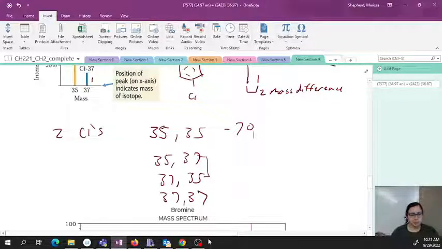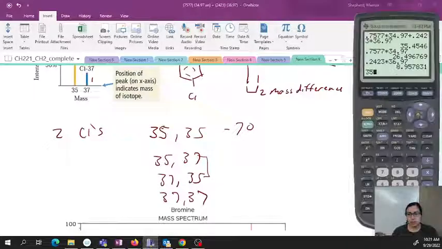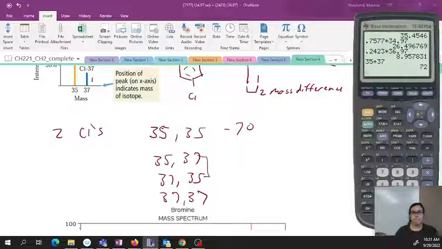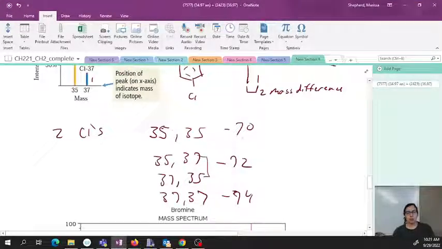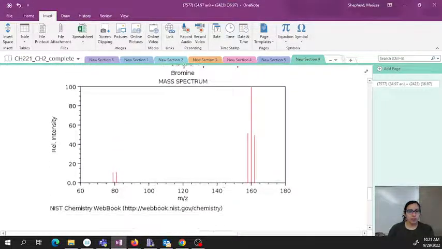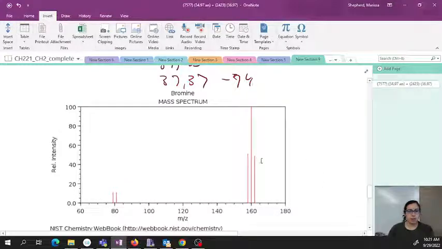differences would be. So you would have 70, 72, and probably 74. But you would have a three-peak pattern kind of like this, and they would again be separated by 2 mass units there. And so now here's a mass spectrum example for bromine. And so bromine, it looks like there are actually 2 bromines in this sample.